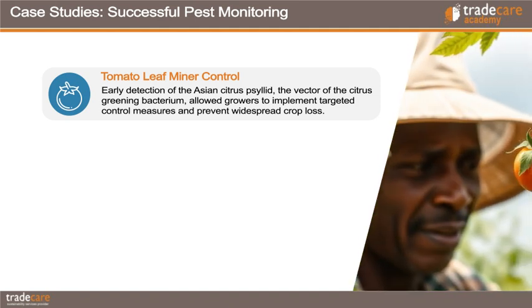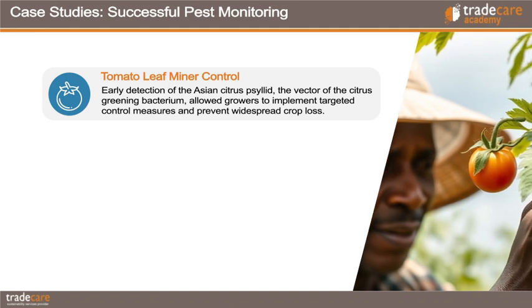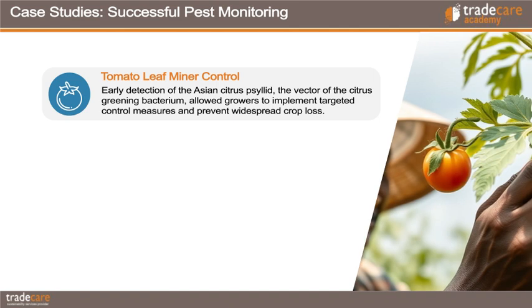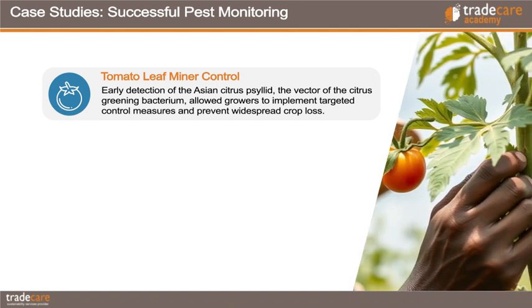Early detection of the Asian citrus psyllid, which is the vector of the citrus greening bacterium, allowed growers to implement targeted control measures. This proactive approach prevented widespread crop loss, demonstrating the importance of early monitoring.